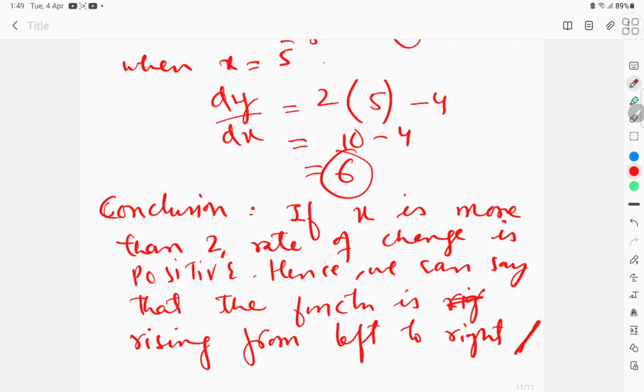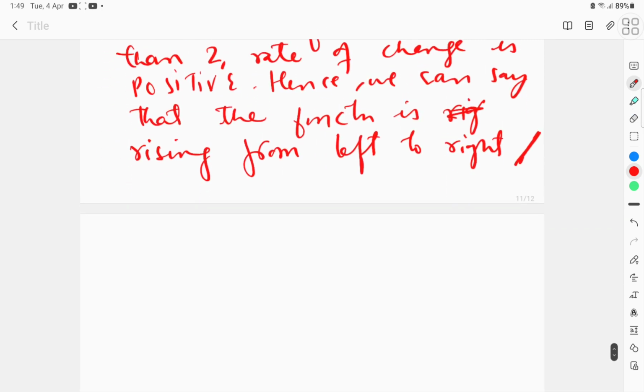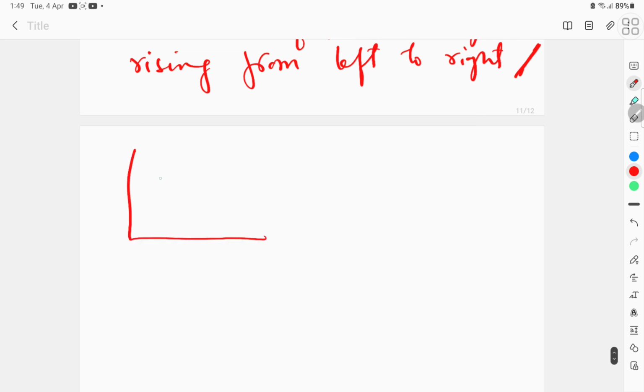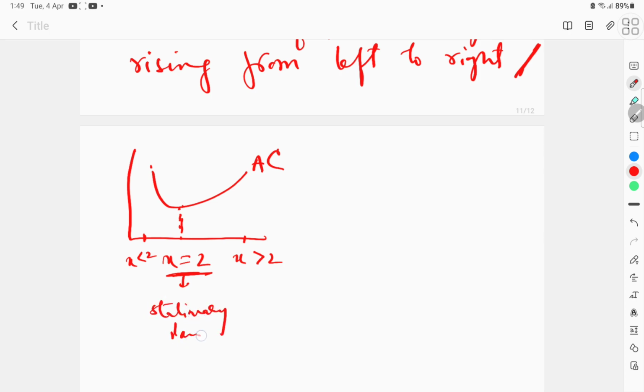So through the equation we can have a graphical representation of our graph in this case. This is our average cost. It is at minimum where x is equal to 2, as per the example we have taken. Here the x will be more than 2, and here, when the average cost is falling, the x will be less than 2. So this is a stationary state, there is no change, a stationary point or turning point, we can say.